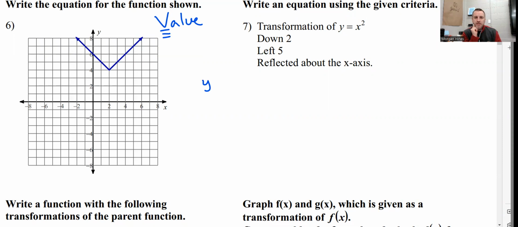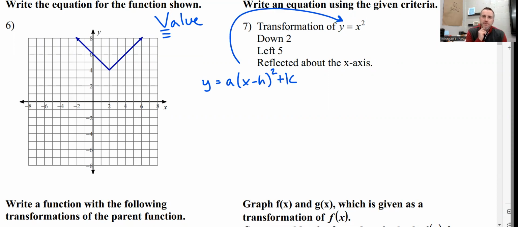Remember, we have this vertex form, a(x minus h) squared plus k. That is for quadratics, like number 7. However, we can do the same thing with an absolute value function. Instead of it being (x minus h) squared, it's just a times the absolute value of x minus h, plus k. How do we find those points?